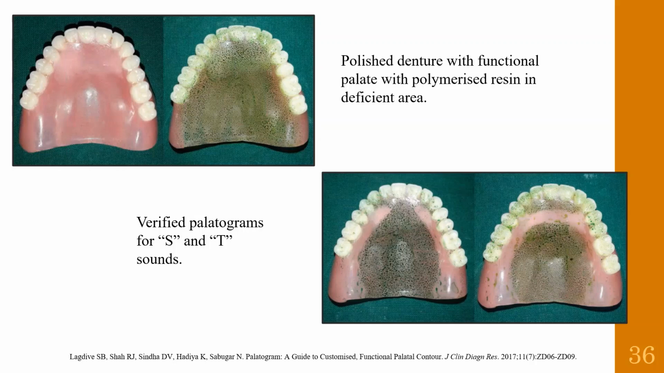Then the tissue conditioner was replaced with cold cure acrylic resin. The image shown here is the polished denture with functional palate with polymerized resin in the deficient area. And these are the verified palatograms for S and T sound. Thereby, to put in a nutshell, initial deviation from the natural speech soon after prosthetic rehabilitation is quite a normal occurrence, and for better comparison, pre-treatment speech assessment is necessary. Palatogram being an easy, simple, and inexpensive technique, it is very useful in patients with speech difficulties of complete denture prostheses.